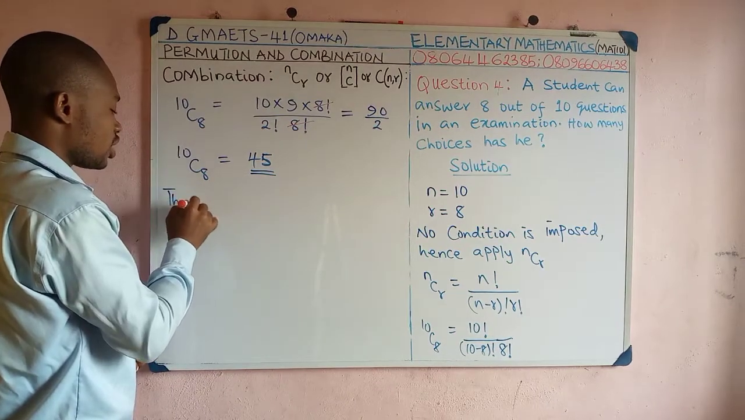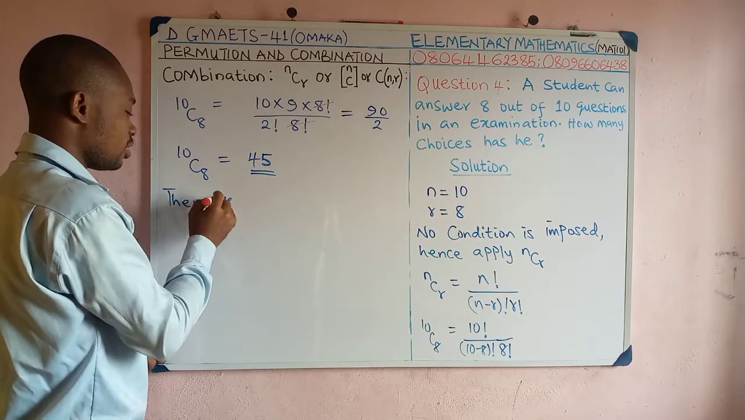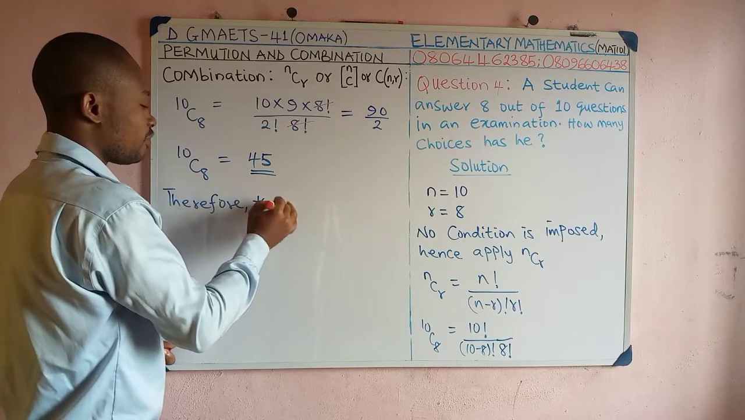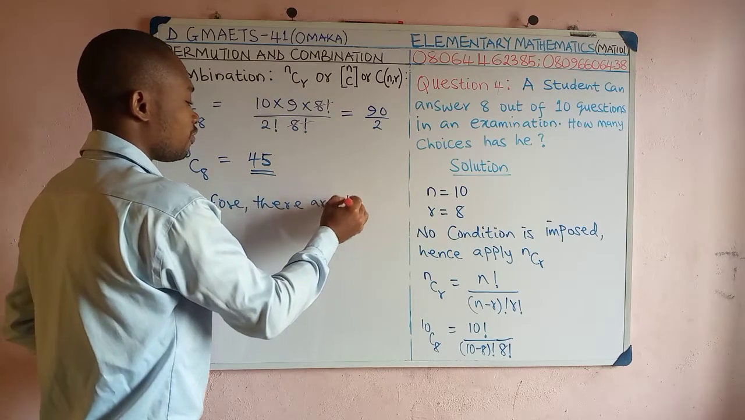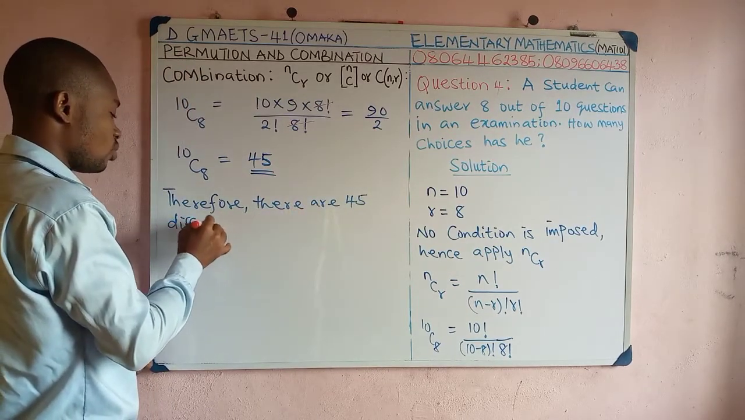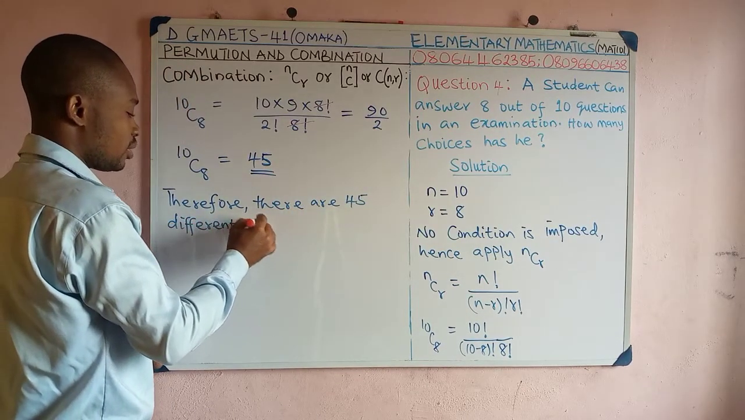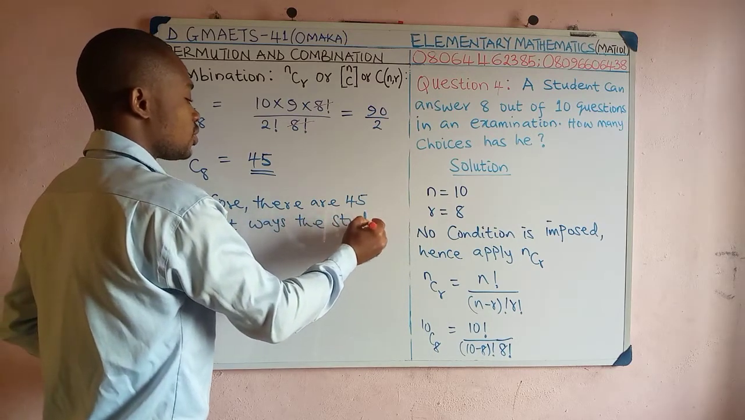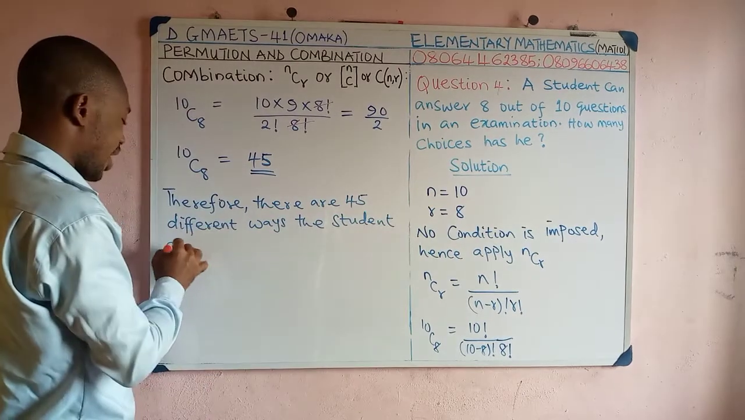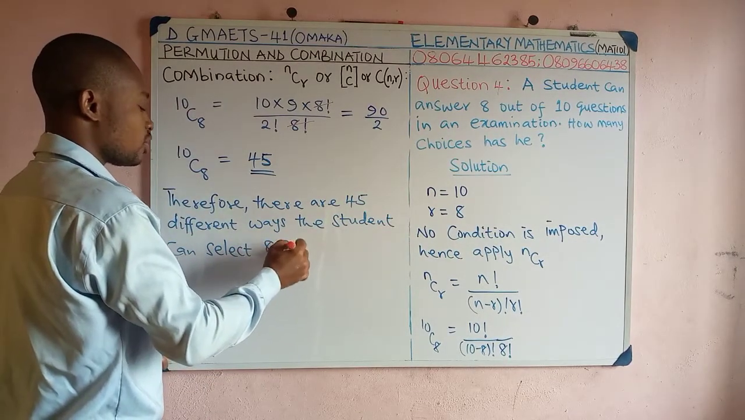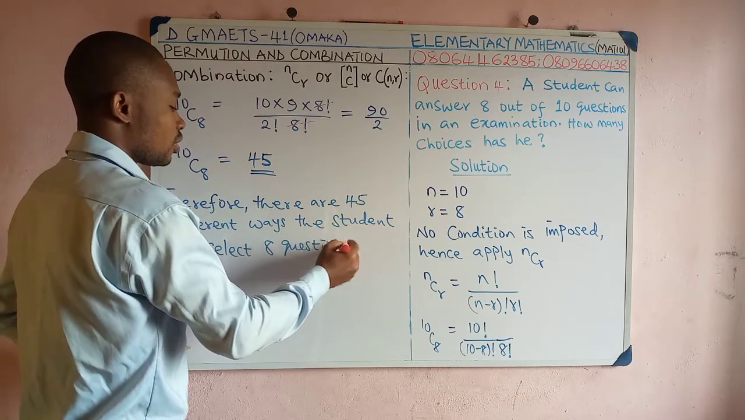Let me make the statement here. Therefore, there are 45 different ways the student can select 8 questions out of 10.